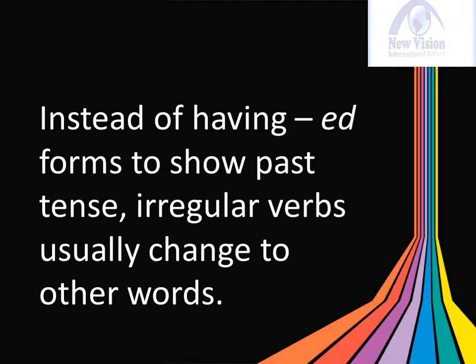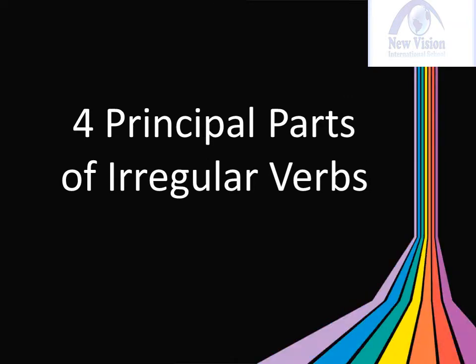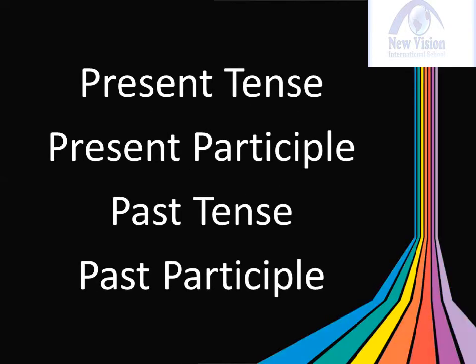Instead of having -ed forms to show past tense, irregular verbs usually change to other words. Example: sleep will become slept. Fly will become flew. We have four principal parts of irregular verbs. These are the following: present tense, present participle, past tense, and past participle.